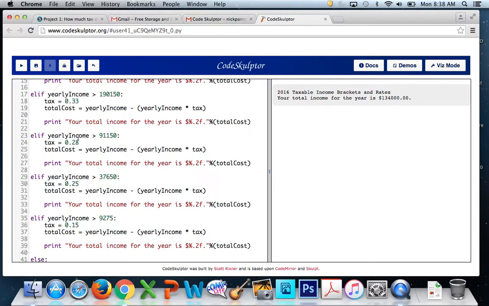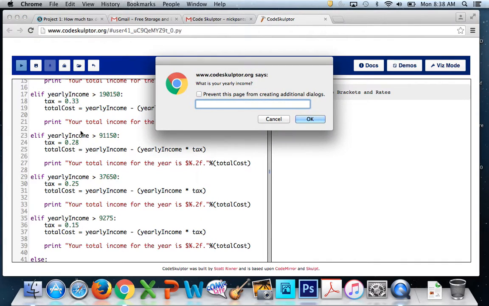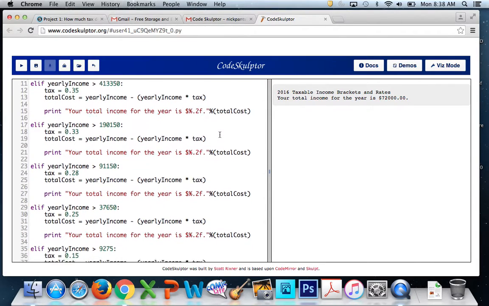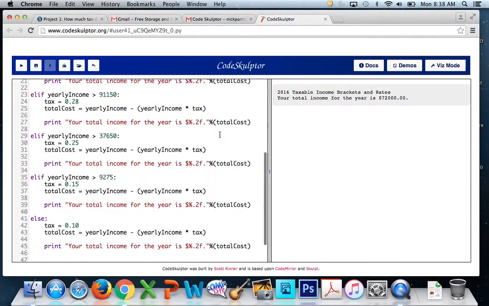Now anything between $91,000 and $190,000 would have a tax of 28%. I'll do 100,000. This one will be easier for you to see the math. So $100,000 times 0.28 would give us $72,000. You can do that in your head. That shows that the math is accurate.